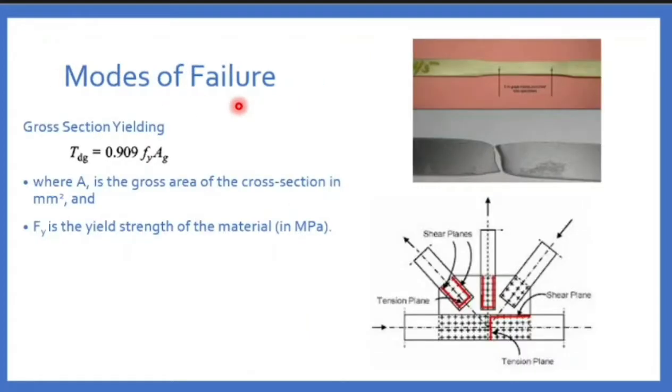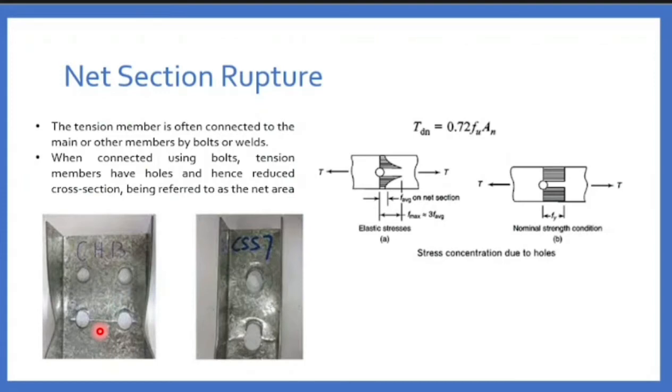But what is gross yielding? It will not occur at the joint. It will occur at midpoints. In a bolted connection, if the member has failed, can you see the hole size has increased and you have the rupture here? This is called net section rupture. Why? Because this is the total area, this is the net area. After reducing the two hole diameters, you will get the net area. So when a failure occurs along this plane, it is called net section rupture.